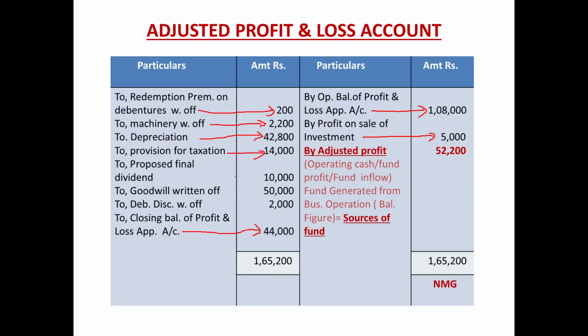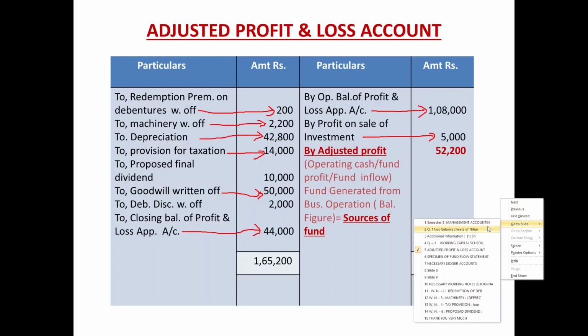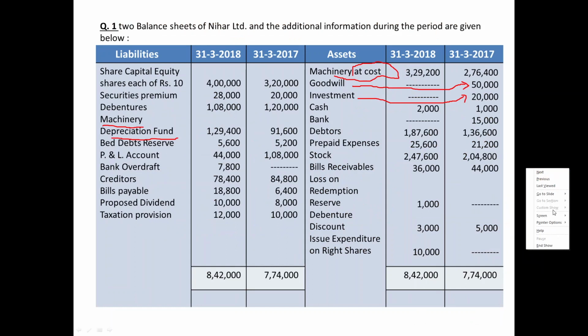But by nature, it is a non-cash item. It is a non-operating item. So let us give the reverse impact by adding back in the current year's profit. Goodwill written off 50,000. Let us continue the reading of the balance sheet once again. After that item, cash, investment already over, cash, bank, debtors, prepaid expenses, stock, bills receivable, items of current assets. We already reported it in the working capital schedule.